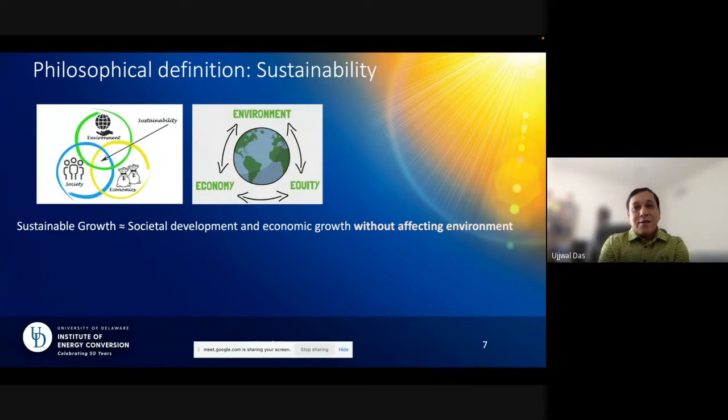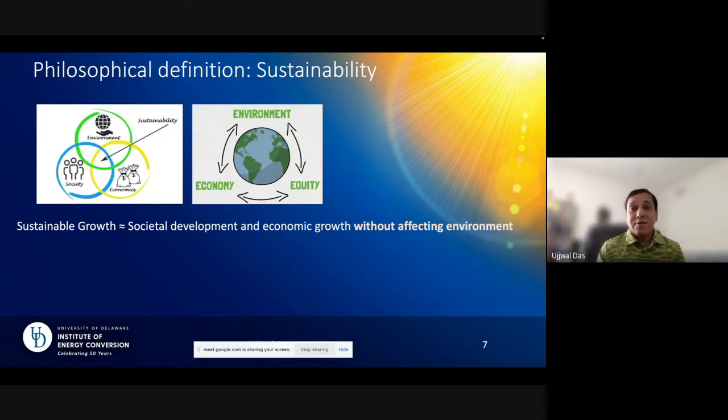So sustainability, philosophically, defines that sustainable growth means you need to achieve societal development at the same time as economic growth, but without affecting the environment. The top left cartoon shows there are three things: the environment, society, and economics, and they all are interconnected. Right at the center, the intersection point, I define as sustainability. So you want to achieve all three at the same time to get sustainable development.